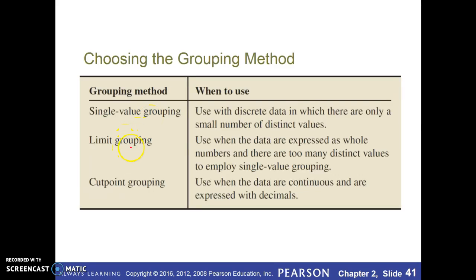Okay, and then limit grouping is what we use when there's a wide range of values, but it's not continuous. You either have 1 or 2, but you don't have like 1.5. And then cut point grouping would be like your grades. You can have an 89% or a 90% or an 89.3% or an 89.4%.